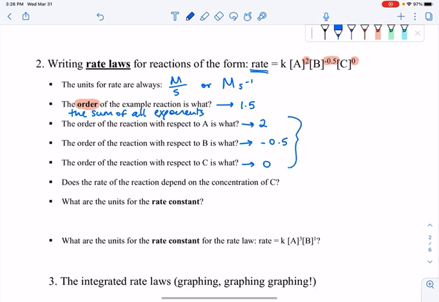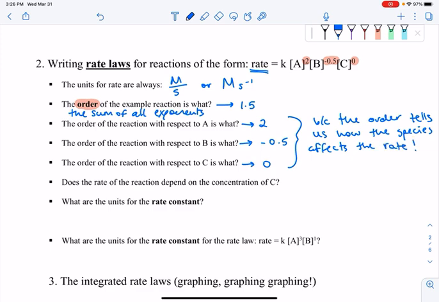Why is this important? Because the order tells us how the species affects the rate, right? If you change the concentration, for example, if I double the concentration of A, that's going to affect the rate by a factor of 4, right? 2 squared is 4. So if I increase the amount of C, you'll notice that it doesn't have any effect on the rate because all the concentrations of C are raised to the 0 power. So the orders help us understand how the chemicals affect the rate.